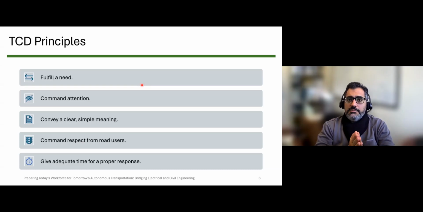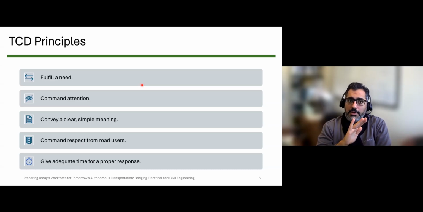Convey a clear, simple meaning. Remember that we are going to have a very diverse, wide range of road users. We are going to have elderly drivers with probably longer perception reaction times. We are going to have some novice drivers who might be very inexperienced. They just obtained their driving permit, right? We have to think about all these road users, and we have to make sure that the message we are conveying is very clear and simple.